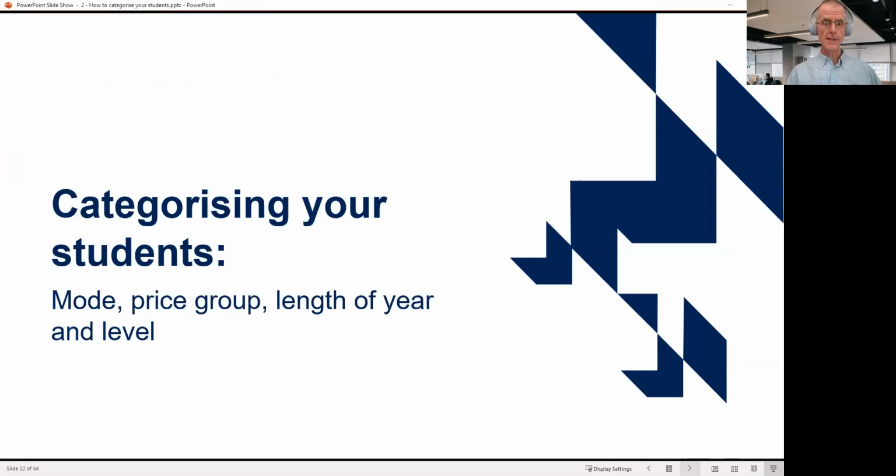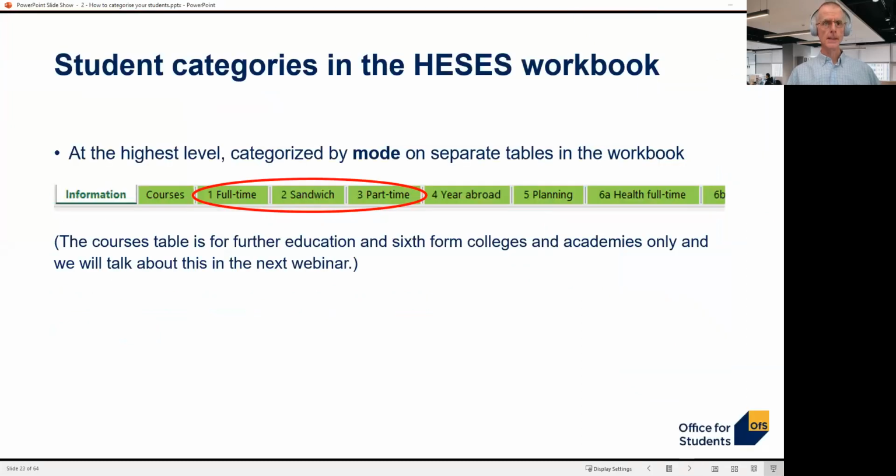So as you can see from this, there are several categories, and I've not put them all here, but this is just the ones we're going to look at in the next chunk. Let's start by looking at what we call mode. Now, at the highest level, we categorize by mode in separate tables in the workbook. So you can see that indicated here. We've ringed the three ones here: full-time, sandwich, and part-time, tables 1, 2, and 3.